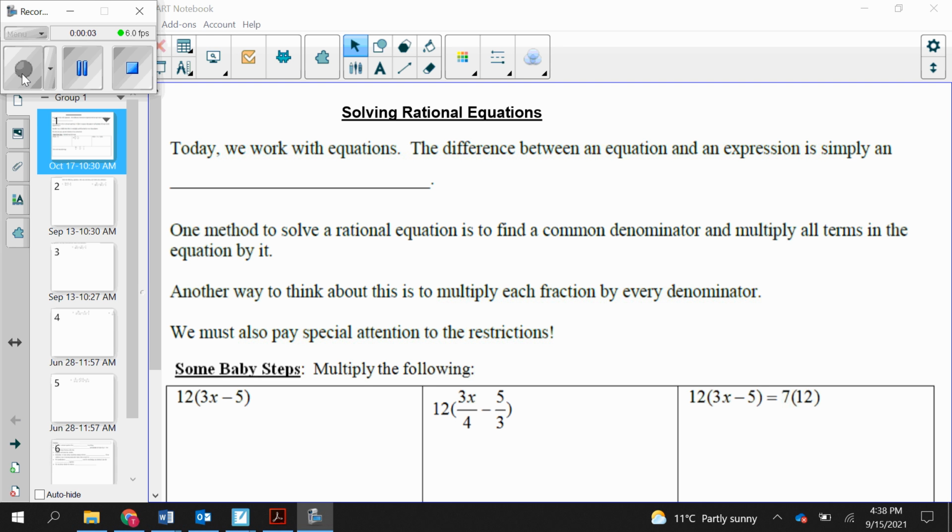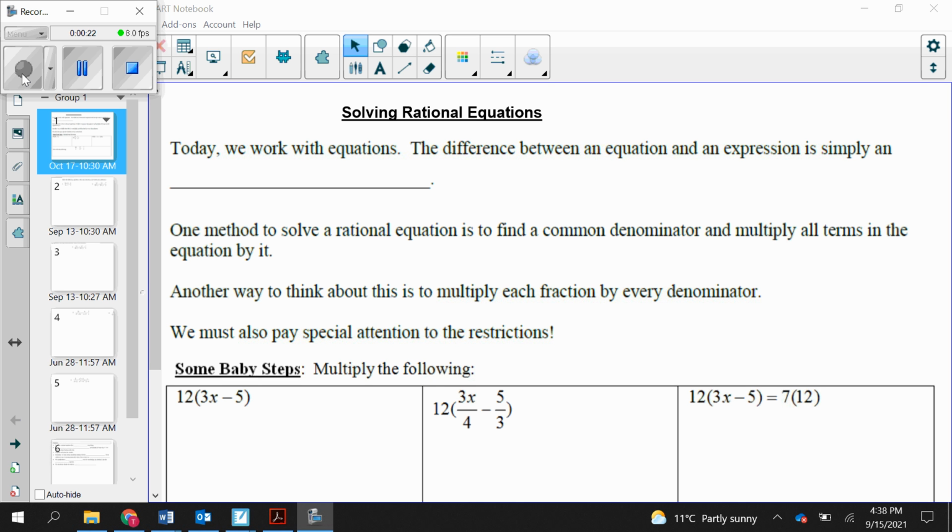Hello, Math 30s. We're going to do the lesson on solving rational equations. Your notes look a little bit different than this, I see now. The title's the same. I just updated something and haven't updated this smart file, but I'll read from the file that you guys have.